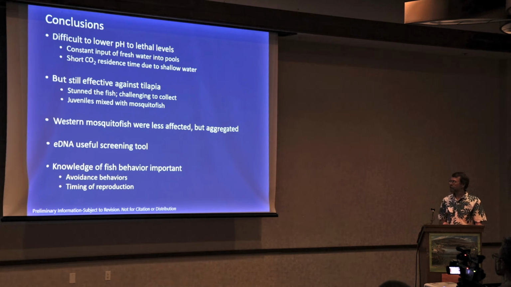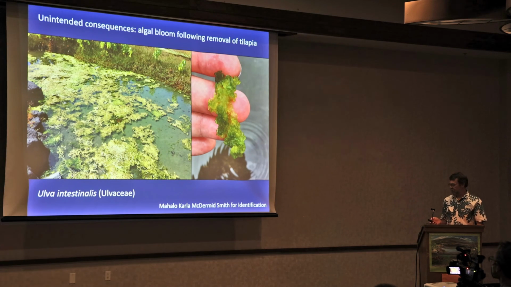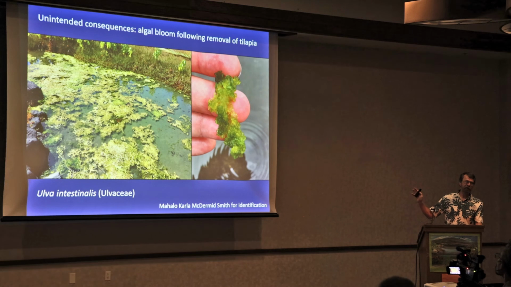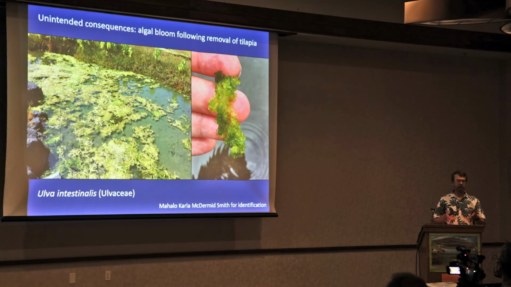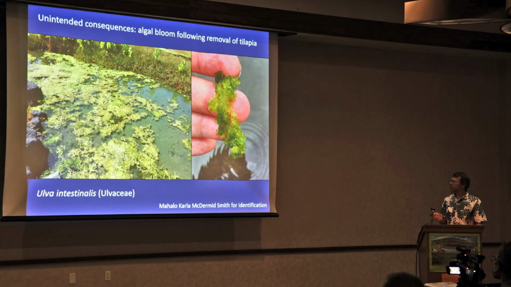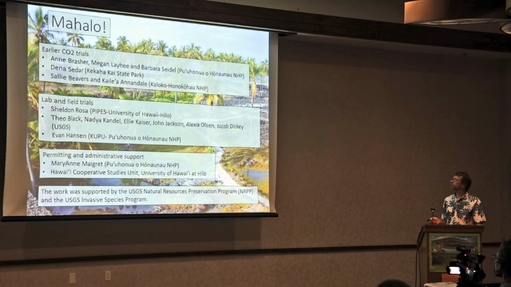And as I mentioned, the timing of reproduction is really important. You want to do repeated sampling before they're able to reproduce. With guppies and Western mosquito fish, that's a real problem, a little bit less so with tilapia. Finally, unintended consequences. There was an algal bloom after removing the fish. We hypothesized that there was some kind of grazing release. It was always in the pool, just went unnoticed, but it's not necessarily a bad thing. It's a native Ulva, but it was a phenomenon.